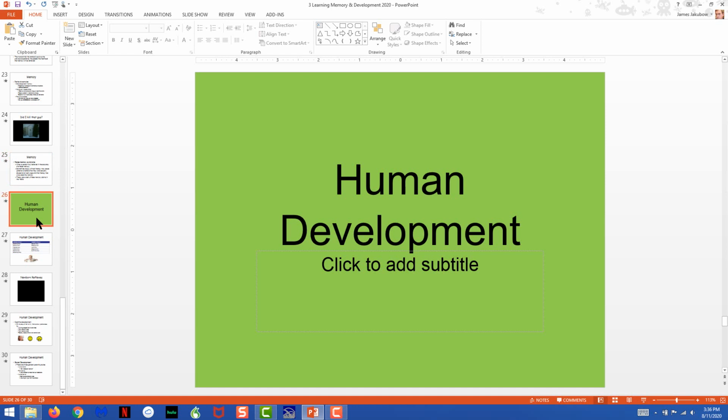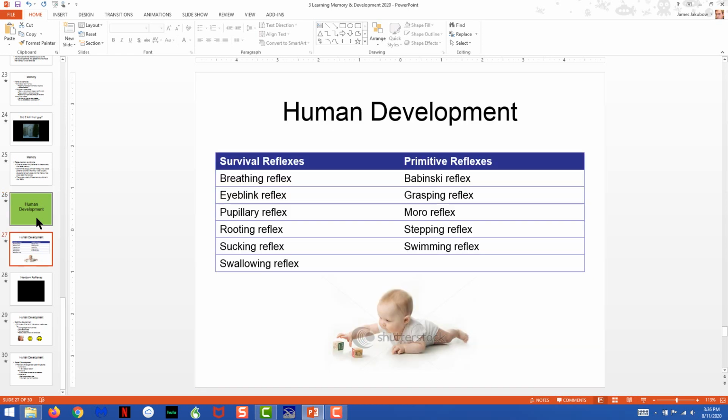We are covering the human development section at this point, and we're going to start off with a discussion of basic reflexes that occur in infants at the time of birth. As you see from the chart here, there are actually two categories of reflexes that occur in human infants. One are called survival reflexes, and the other primitive reflexes. Survival reflexes are directly related to things that help keep the child alive.